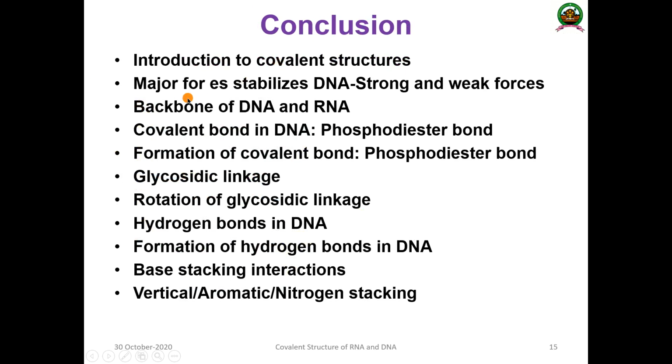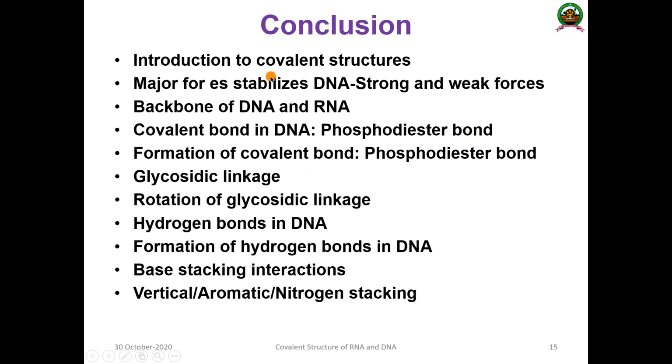So once again we can conclude, we can glance through the main points studied in this particular class. We have discussed introduction to covalent structures, that the DNA is stabilized by covalent interactions. The major forces that stabilize the DNA are strong and weak forces. One is the phosphodiester bond, the next is the glycosidic linkage. They are strong bonds, mainly covalent in nature. Then the weak forces: hydrogen bonding and the aromatic, nitrogen or vertical stacking.